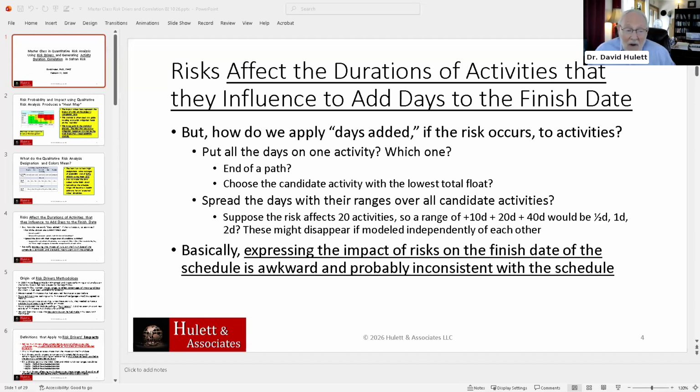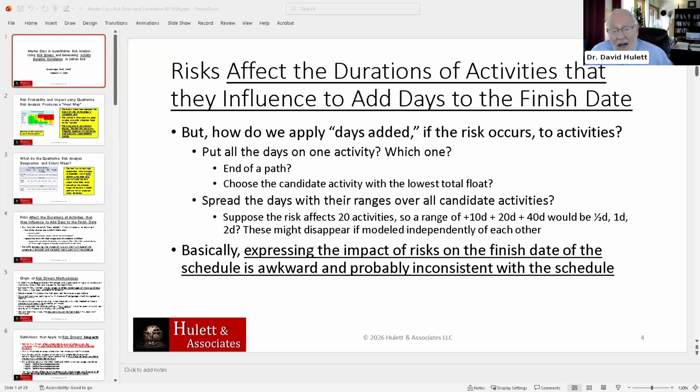Well, maybe we go to the activities and we say it'll affect these activities, the risks that affect the activities. And we say, well, all right, should we put all the days added on one activity? If so, which one? I mean, maybe the end of the path if you've got a path, but then that sort of avoids the question of the merge bias and all that happens in the middle of the project schedule.